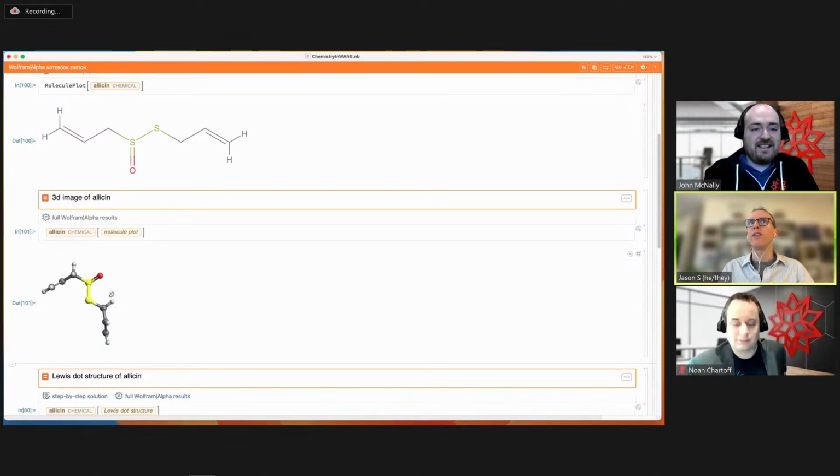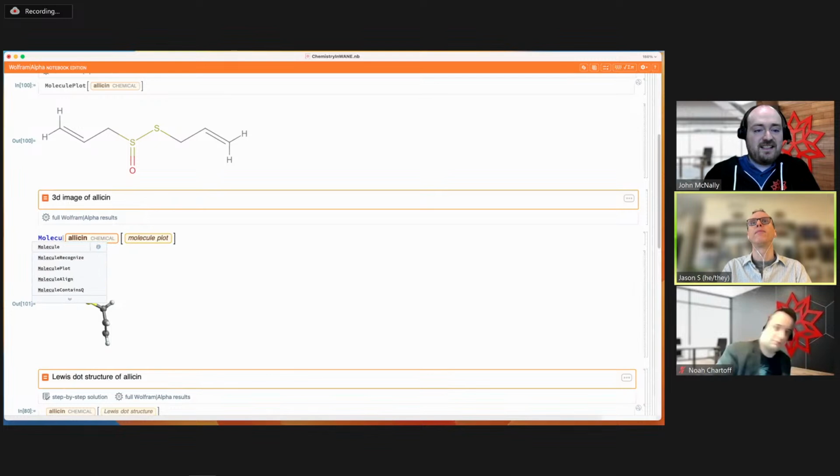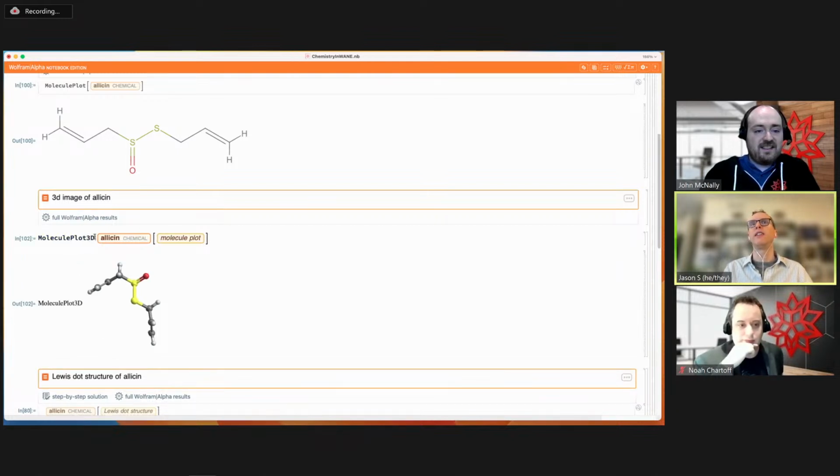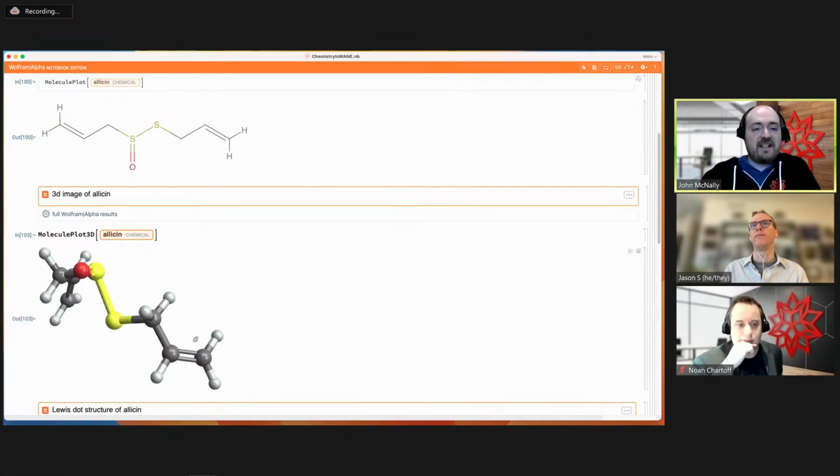The other thing, so this is a static picture; it's not rotatable. We can go in here and, if I can spell, adjust the input cell a bit and use the full Wolfram language function, and then we get the rotatable version. Oh, that's a nice trick. I didn't realize that myself.